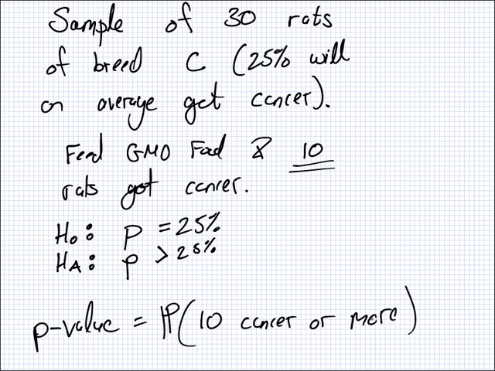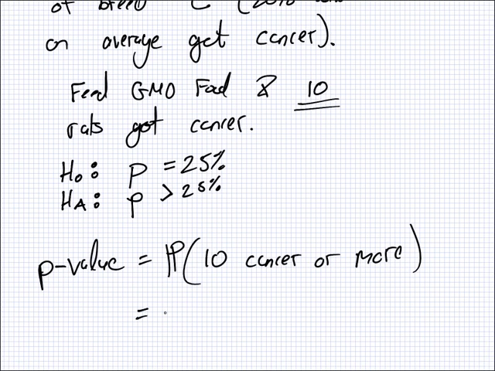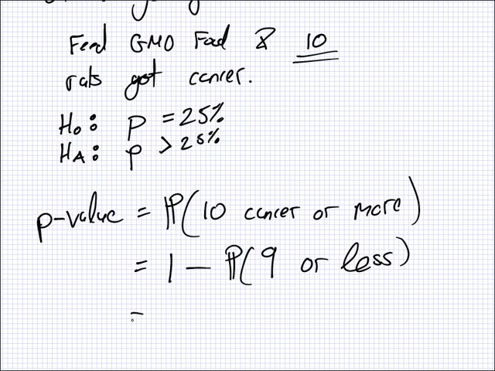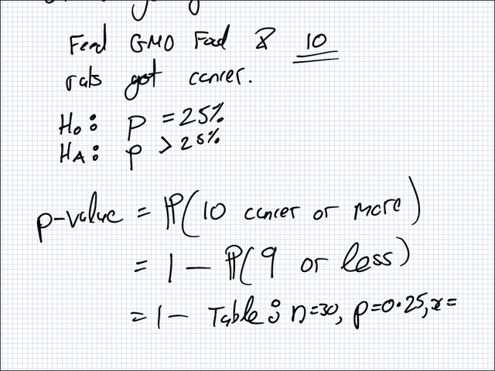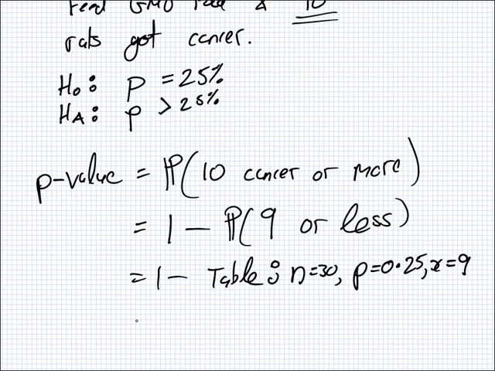Right? However, what is the problem here? We can't look up "or more" in the table book, can we? So we have to look up the opposite. So what's the opposite here? 1 minus probability of 9 or less. That's 1 minus, and then we have to go to the table book. N is 30. P is 0.25. And X is 9. Okay, so look this up and give me 1 minus this number.